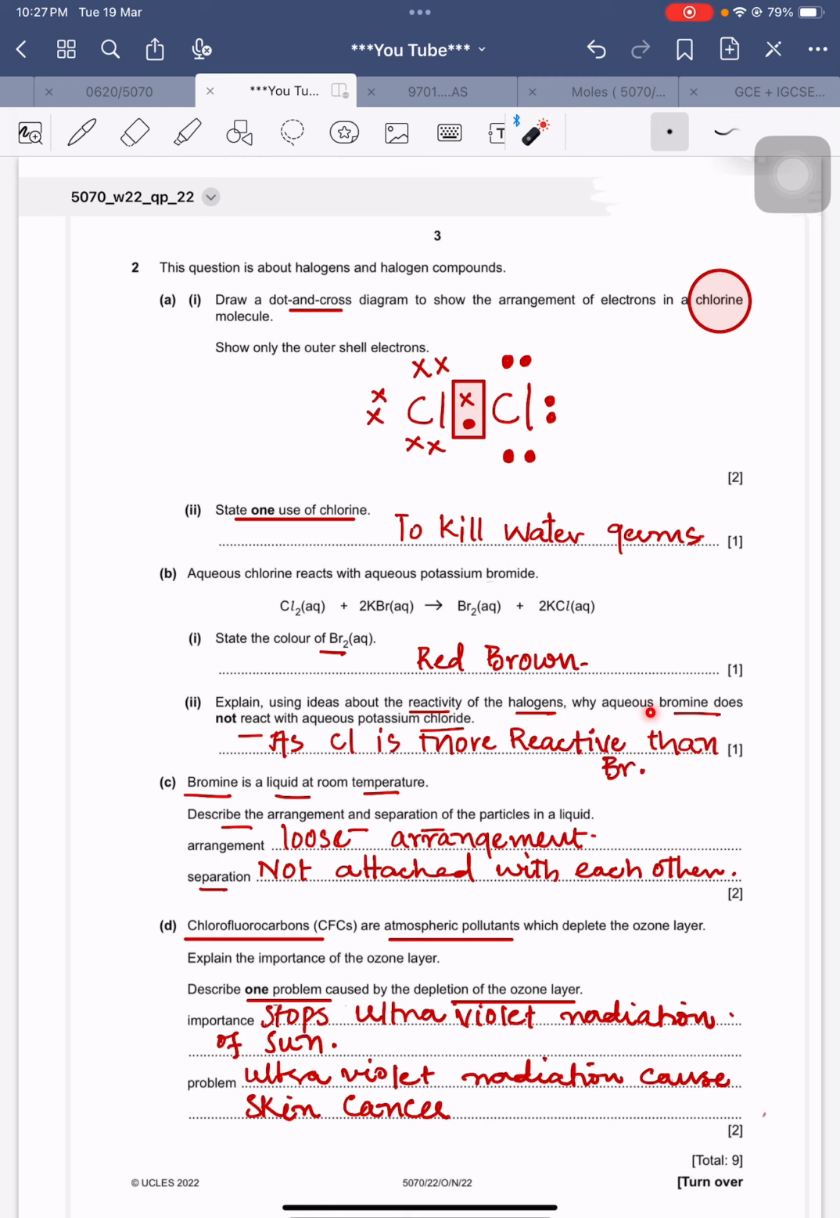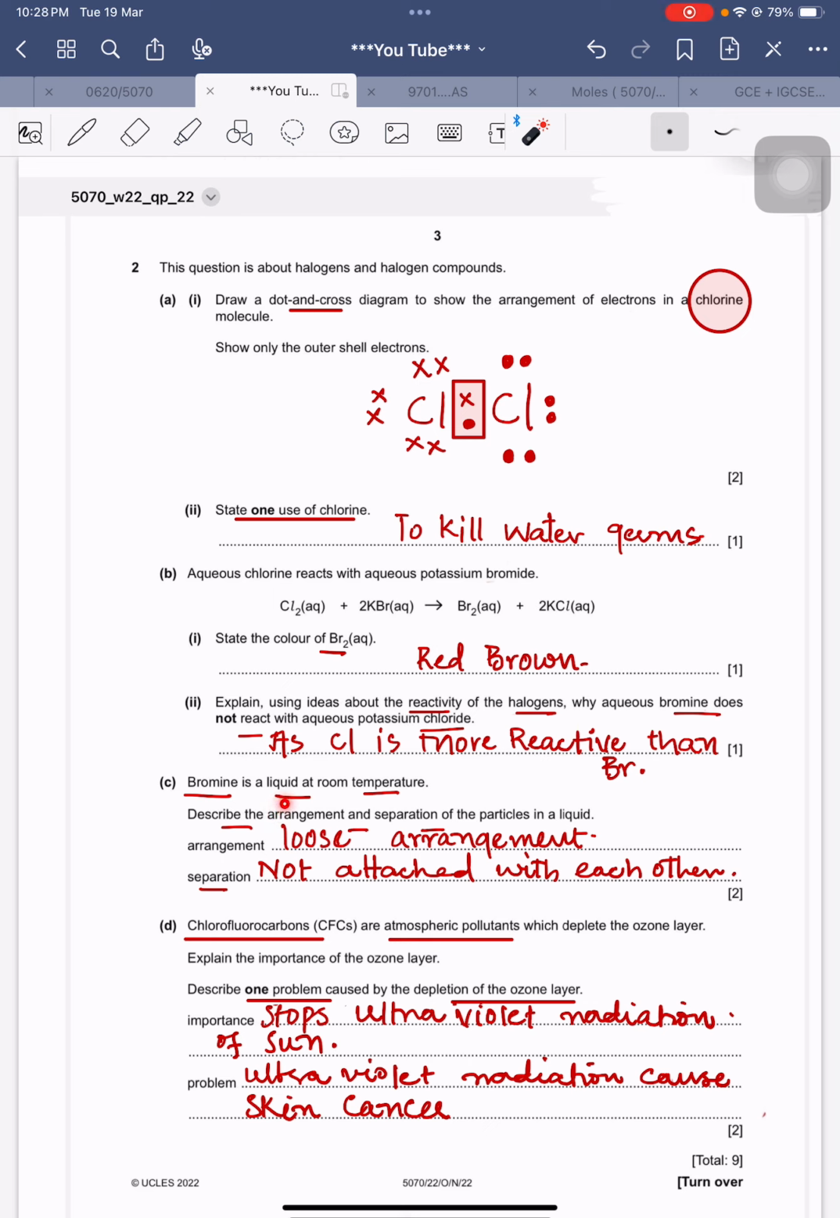Why does aqueous bromine not react with aqueous potassium chloride? Because chlorine is more reactive as compared to bromine, so chlorine will not let bromine replace it, whereas chlorine can displace bromine from its compounds. Bromine is a liquid at room temperature. I have taught you that fluorine and chlorine are gases, bromine is a liquid, whereas iodine and astatine are solids.